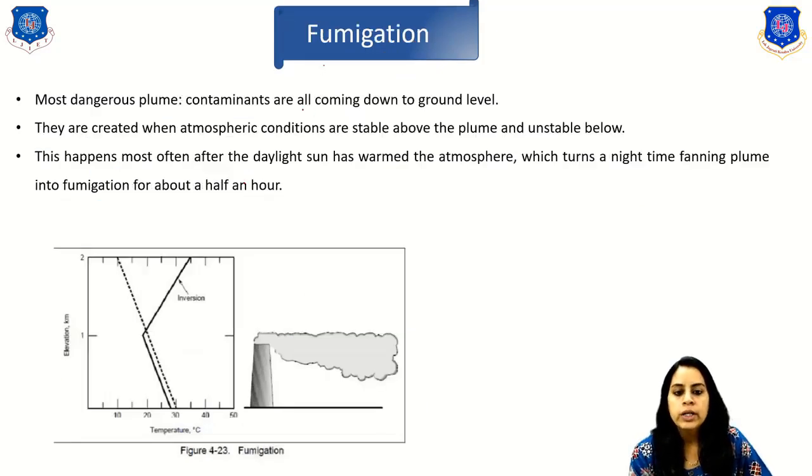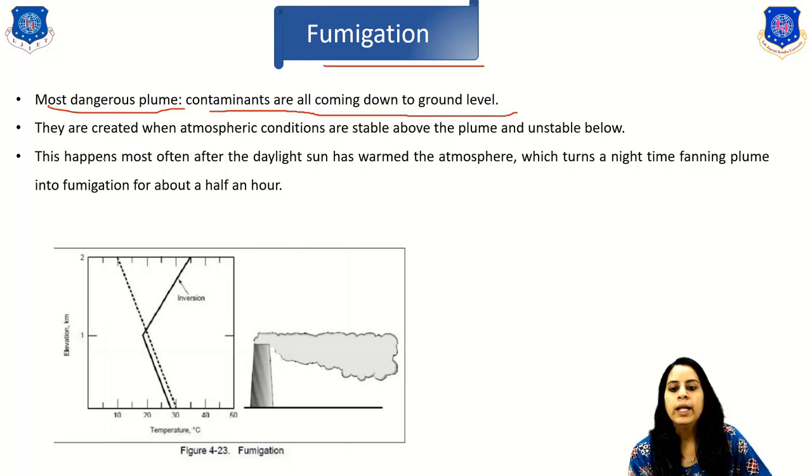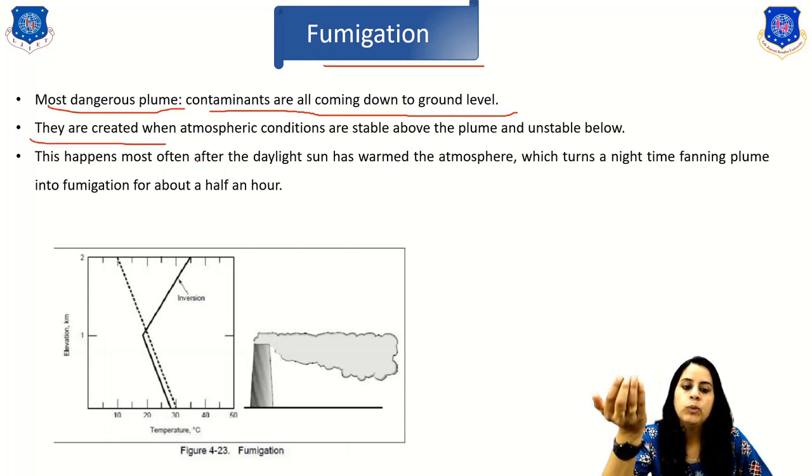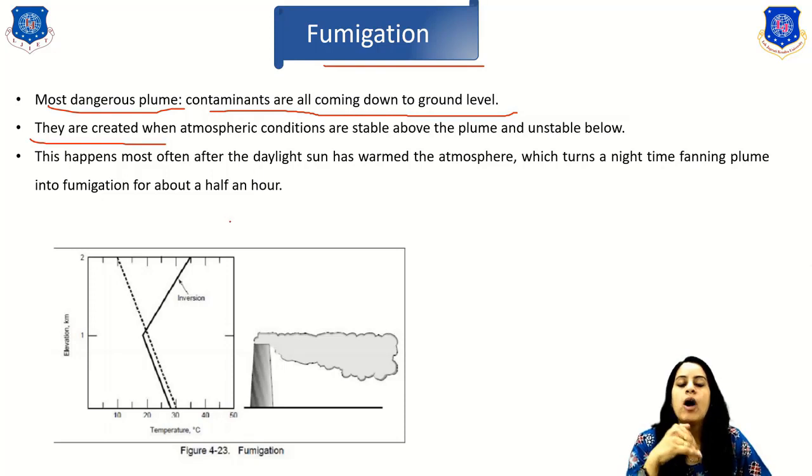Now the fumigation plume. It is the most dangerous plume, as its contaminants all come down to ground level. They are created when the atmospheric condition is stable above the plume and unstable below, right? Because of that, the contaminants come down to ground level.